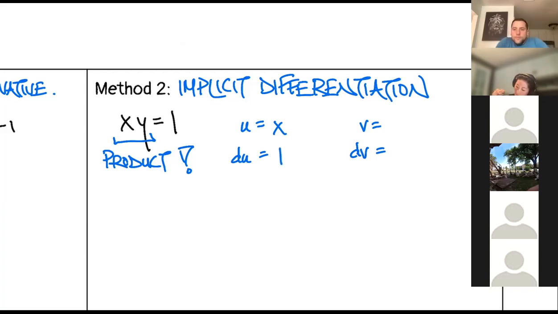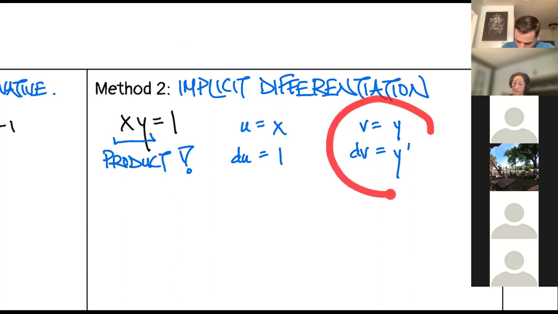And what does that make our DU? Good, good, good. Okay. What about our V? Good, that's going to be Y. And what about our DV? Yay! I've never been so happy to see so many Y primes there, okay? So when U is X, DU is 1. But when we have V equals Y, DV is going to be Y prime, okay?